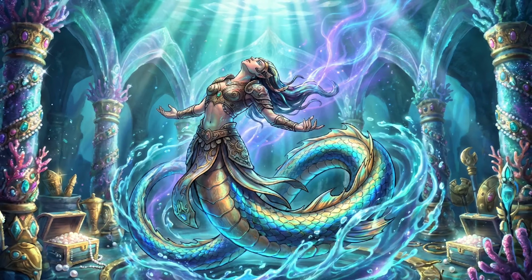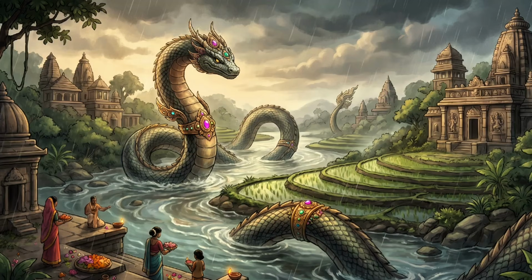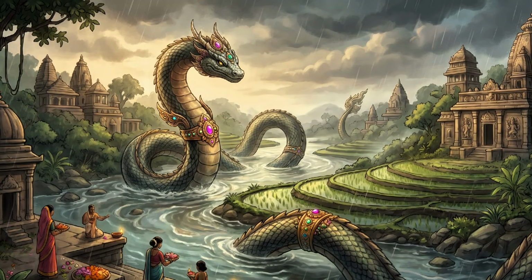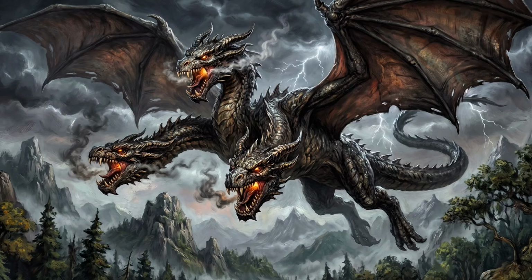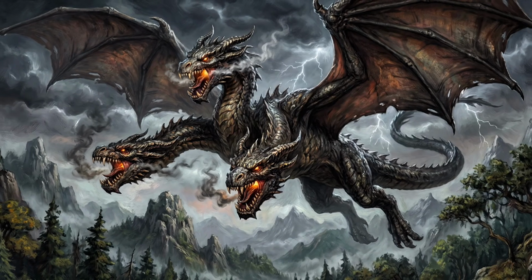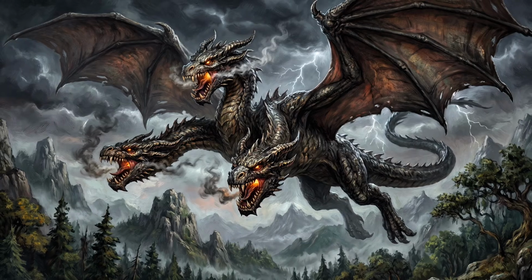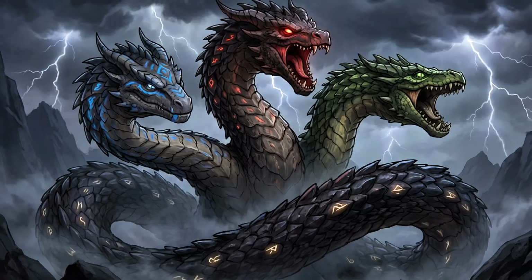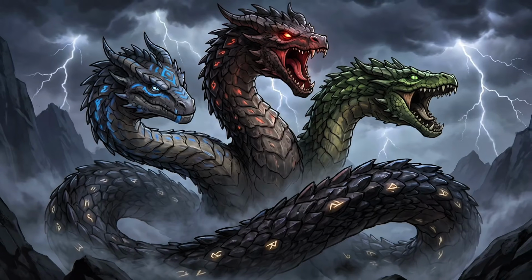and jewels. The Naga mythology reflects South Asian culture's relationship with water systems and reverence for the power contained within serpents. Zmey Gorynych. Zmey Gorynich is a three-headed dragon from Slavic and Russian folklore, one of the most fearsome creatures in Eastern European mythology.